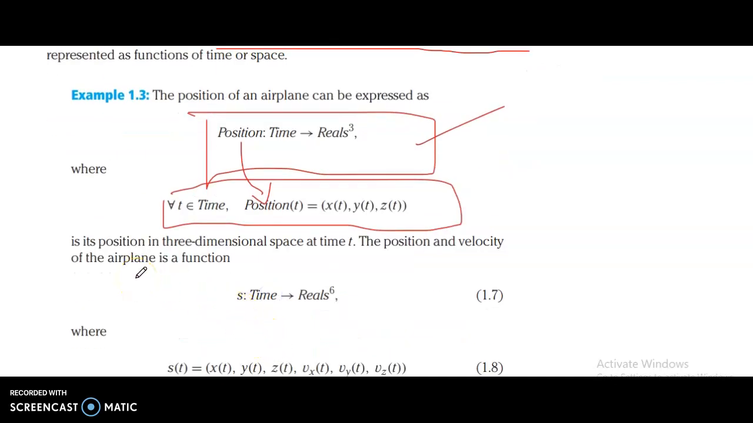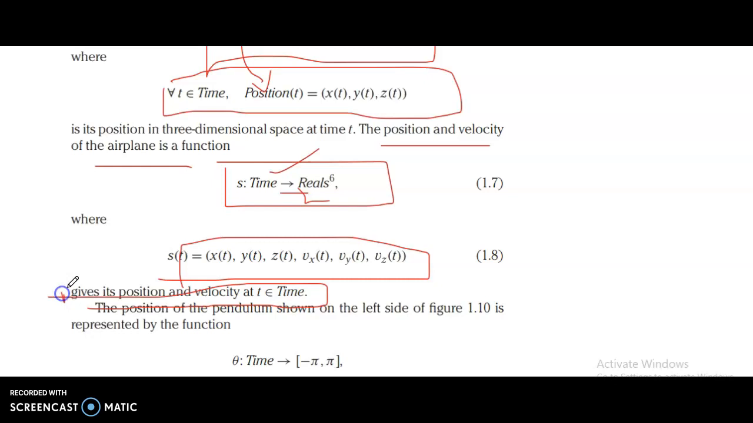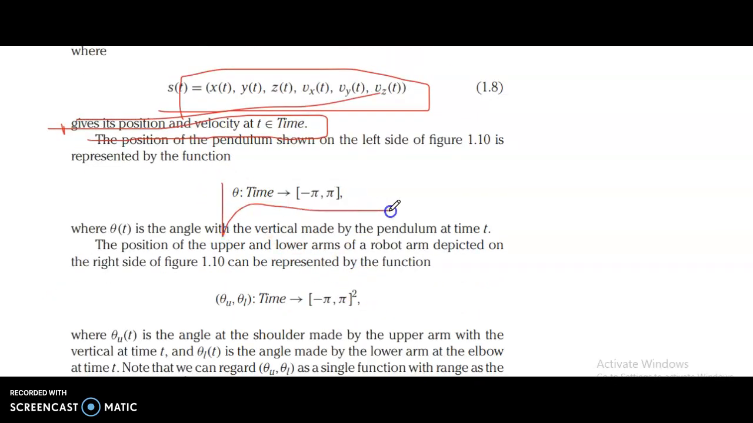Its position is in 3-dimensional space. At time t, the position and velocity of the aeroplane is a function s: time to reals to the 6, where s(t) equal to x(t), y(t), z(t), vx(t), vy(t), vz(t) gives its position and velocity at t belonging to time. Time equal to minus 50 to plus 50.